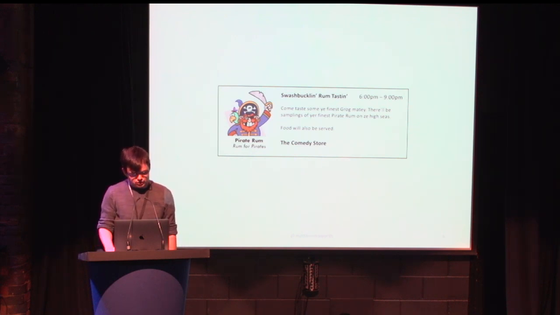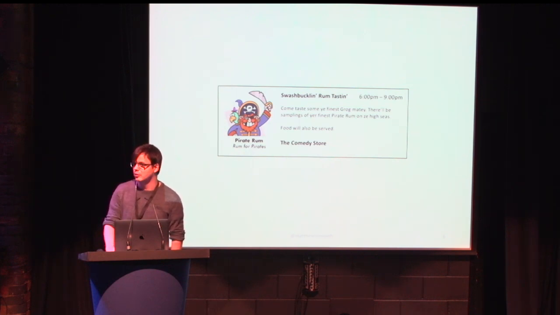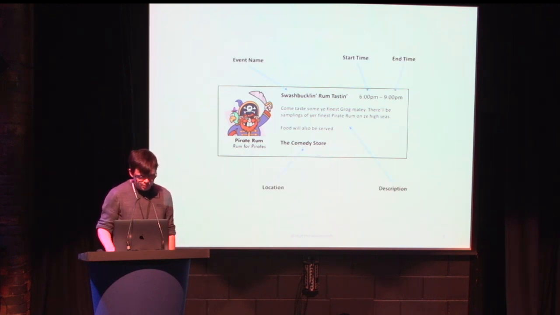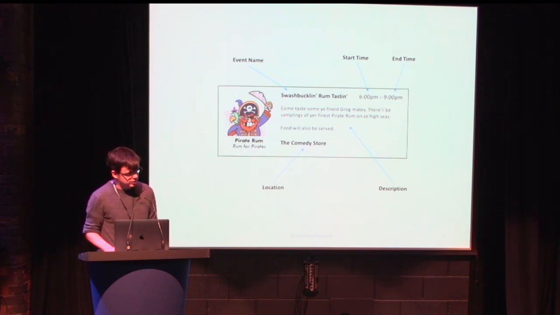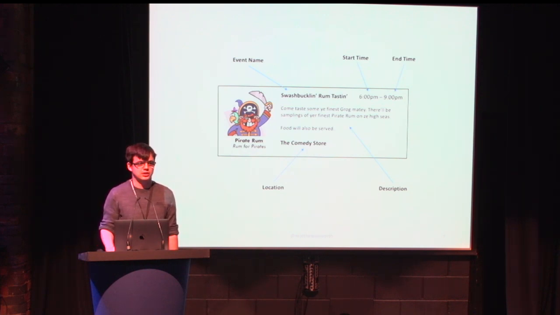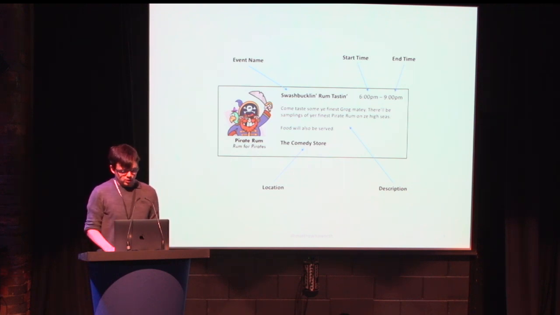So I need to create an event in Magento, and I need to analyze what things within that event I would want to store in the database. So here I've got an event name, start time, an end time, a location, and a description. It's fairly simple. So how might I go about saving those events?